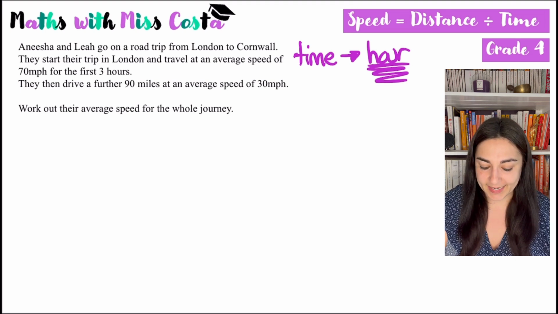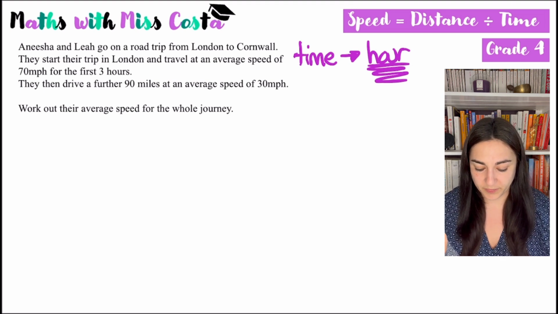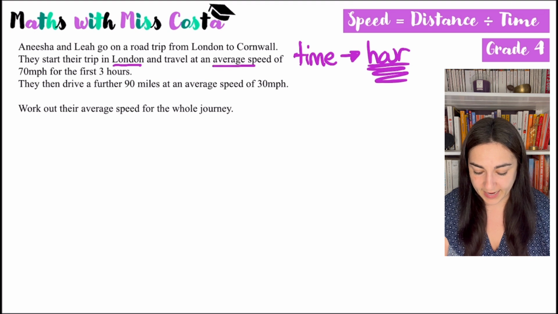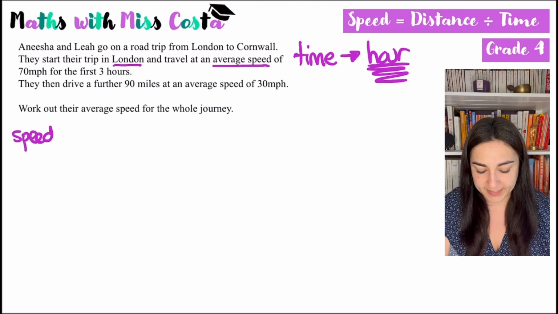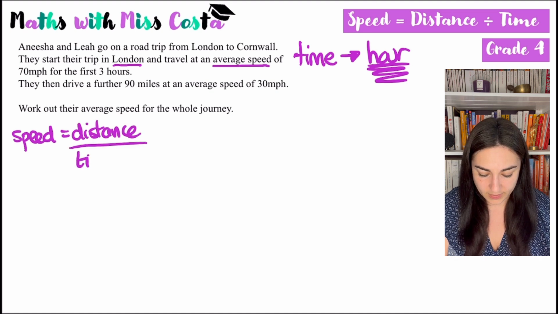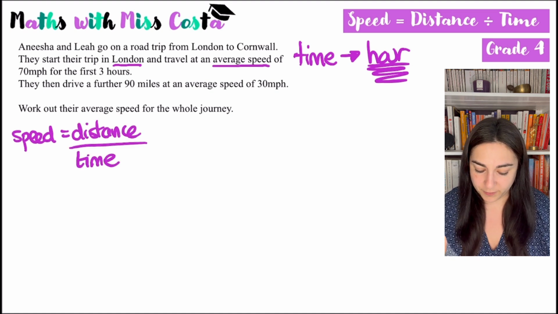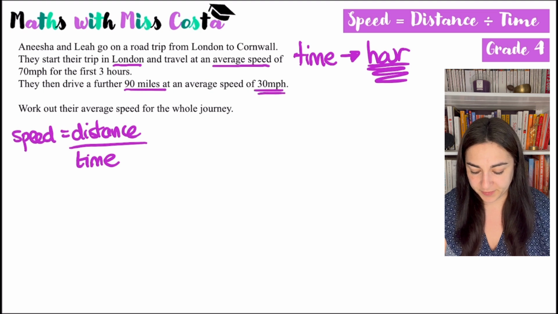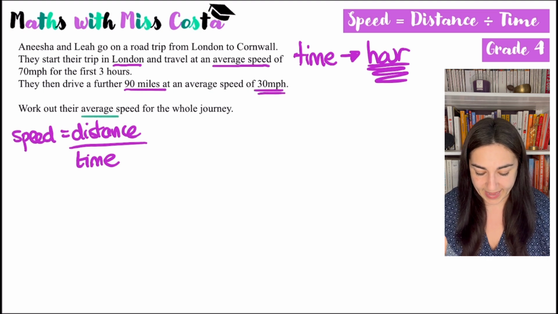So Anisha and Leah go on a road trip from London to Cornwall. They start their trip in London and travel an average speed of 70 miles per hour for the first 3 hours. So remember that speed is distance divided by time. They then travel a further 90 miles at an average speed of 30 miles per hour. Work out their average speed.